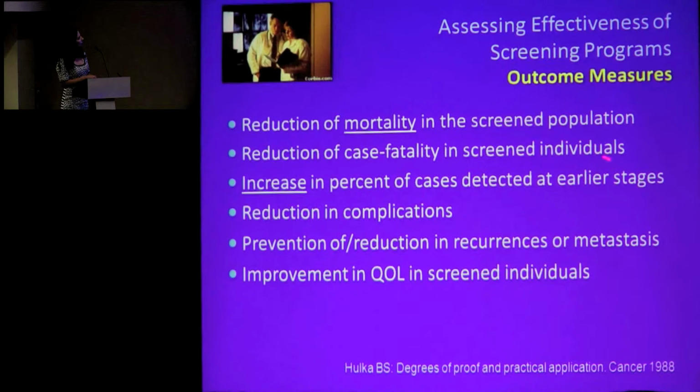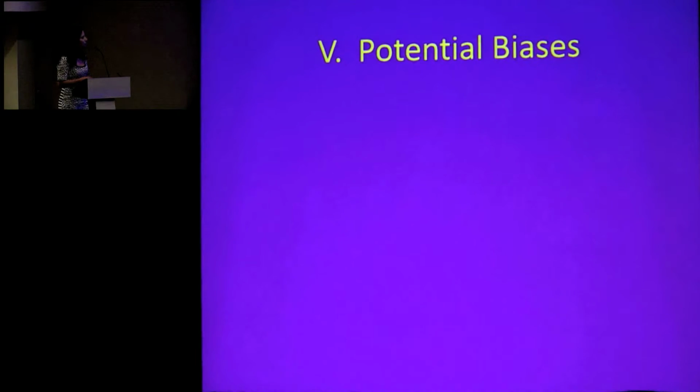And these are a couple of outcome measures that we like to study when we're evaluating screening programs, and these include if they have an impact in terms of reduction of mortality, increasing the percent of cases detected at earlier stages, reduction of complications, and improvement of quality of life, among others.